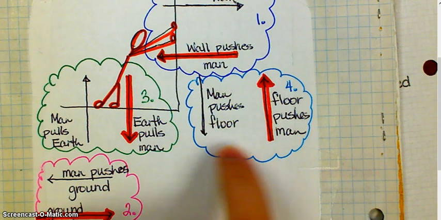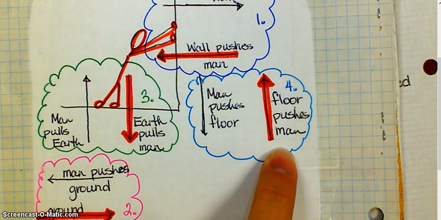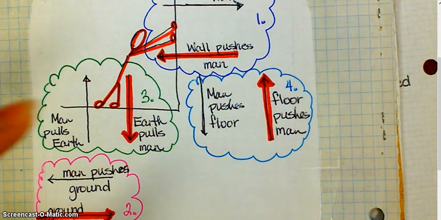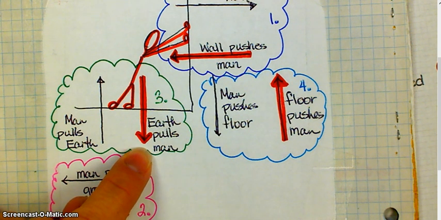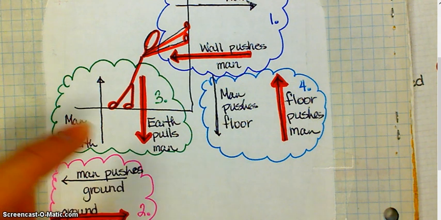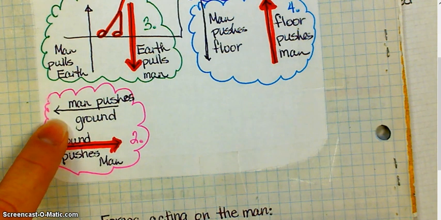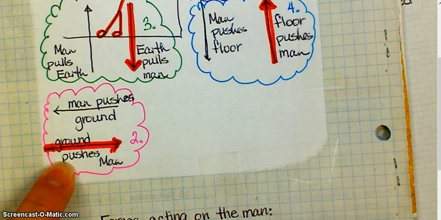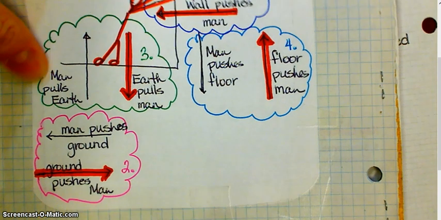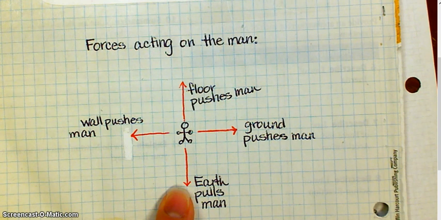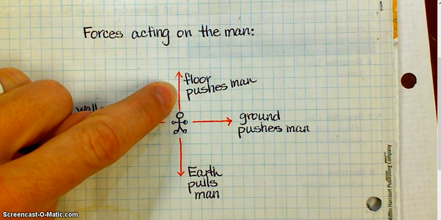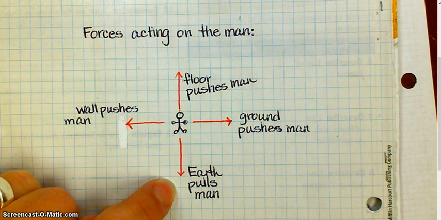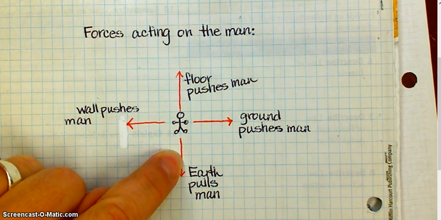Man pushes down on the floor, floor pushes up on the man, meaning that the floor supports the man. That's why he's not falling through it. Okay? Believe it or not, man exerts a pull on the earth that's equal and opposite to the earth pulling down on the man. Okay? Man pushes the ground backwards, the ground pushes the man forwards. Why is the man not going anywhere? Because when you look at the forces that are acting on just the man, the floor pushing the man up counteracts the earth pulling the man down. So those two are equal and opposite.